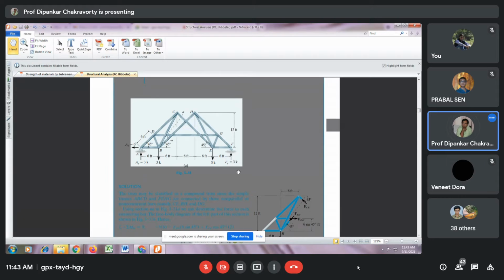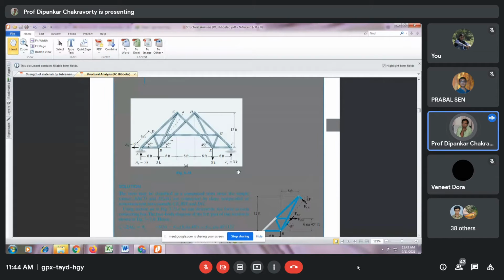Now, besides two-dimensional trusses, three-dimensional trusses are also there, which can be solved only by computer analysis, because the number of equations involved is large. In a three-dimensional truss, at any joint, you get three equations of equilibrium. In a plane truss, at any particular joint, you get two equations of equilibrium.